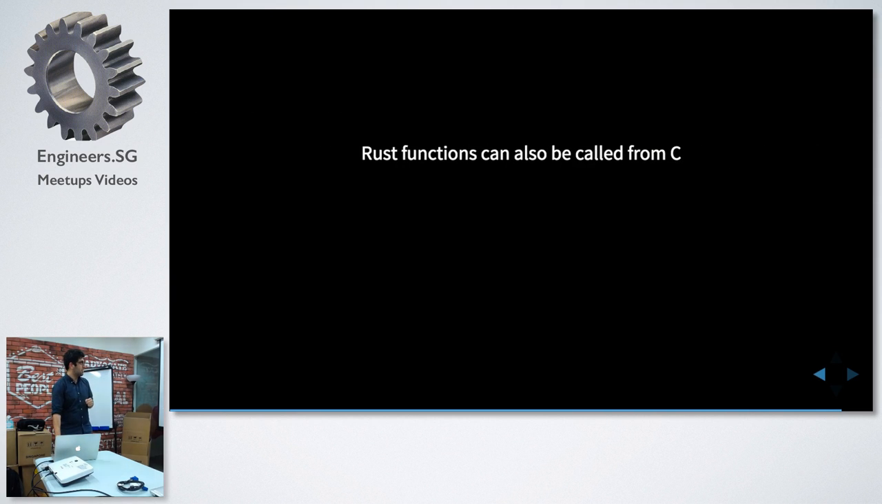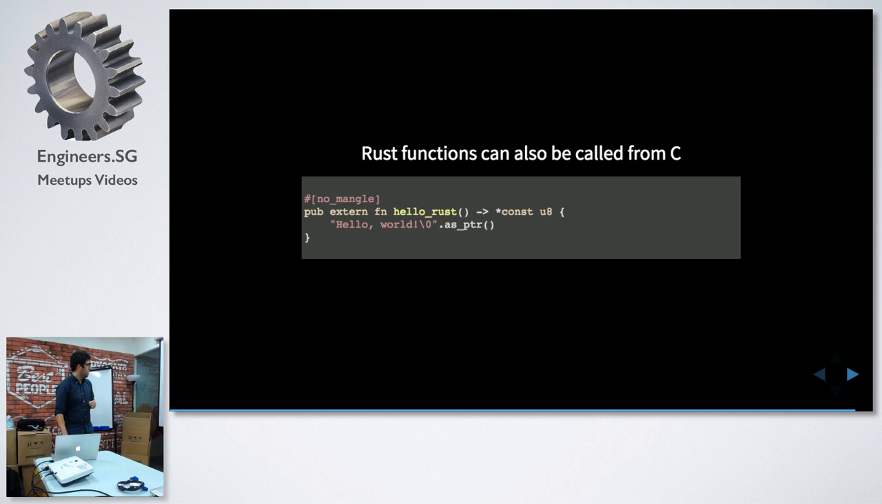Similarly, Rust functions can be called from C. If you want to expose your function to the C world, or to any other language with FFI, you can just mark the function as a public external function, and you can pass the no mangle meta argument so that the symbol name is not mangled when it generates the function name for you.